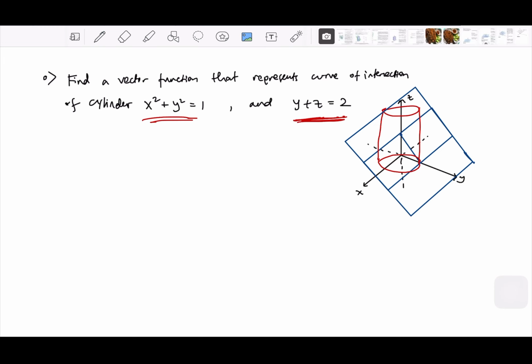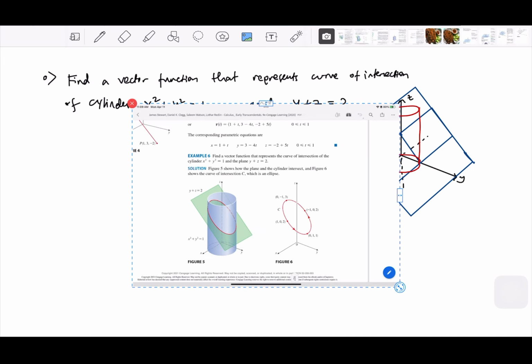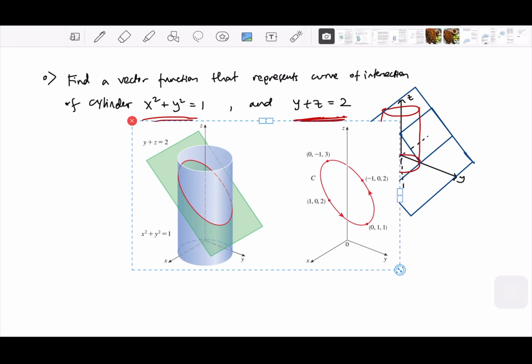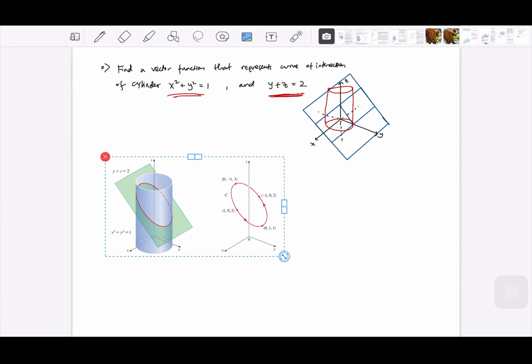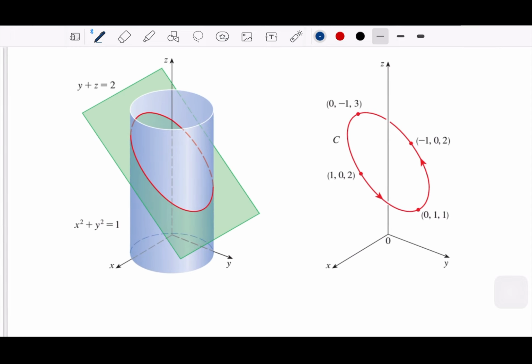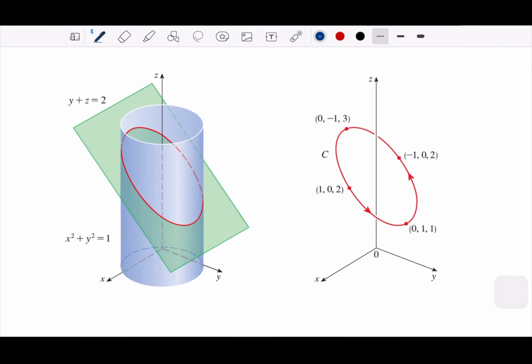Okay, I think I have also prepared the picture. Now if you look here, that is passed through some ellipse. Okay.